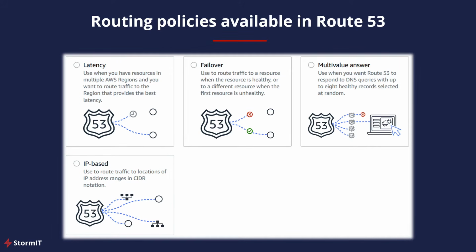Fifth one is failover. Use when you want to configure active-passive failover. We already have one video that is focused on this type of Route 53 routing policy, so watch it if you want. Sixth, here is multi-value answer. Use when you want Route 53 to respond to DNS queries with up to 8 healthy records selected at random. And the seventh is IP-based.